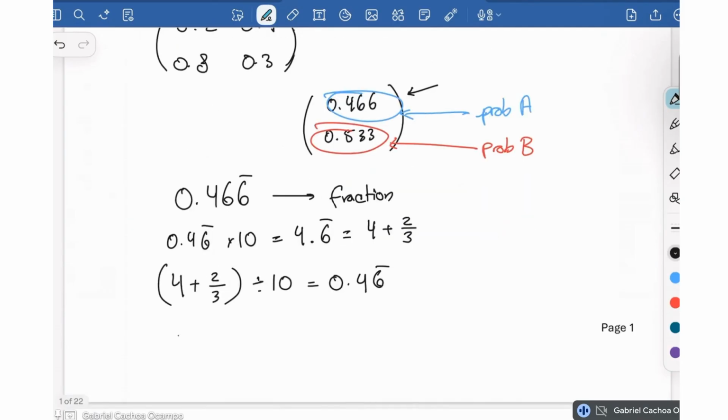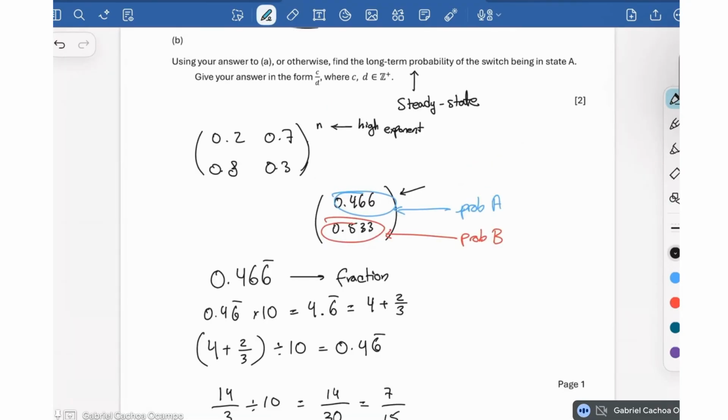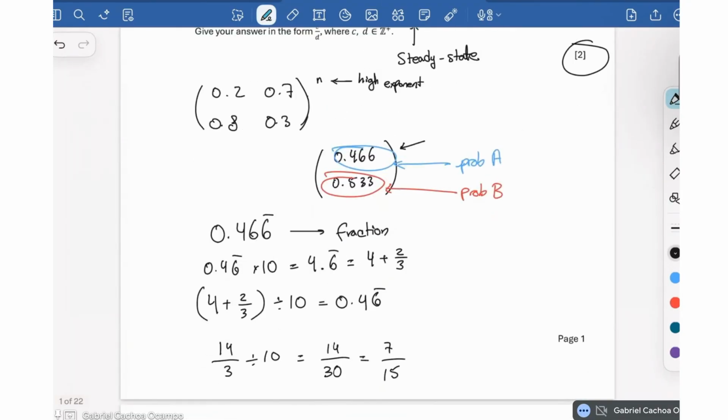So this is 14/3 divided by 10. Sorry, I first said 15, but this is 14. So it is 14/30, which is the same as 7/15. Look, this is 2 marks. If you wouldn't have been able to write it as a fraction, that would have been 1 out of 2 marks.